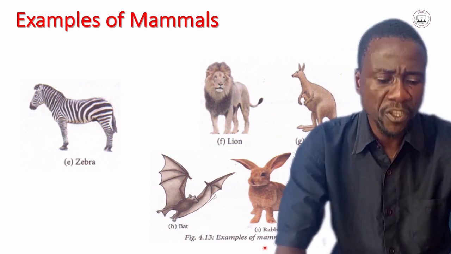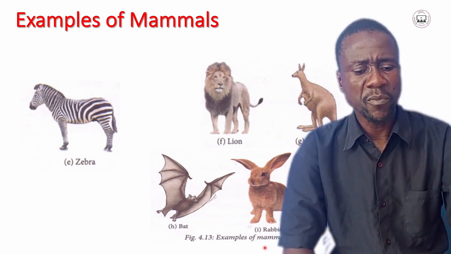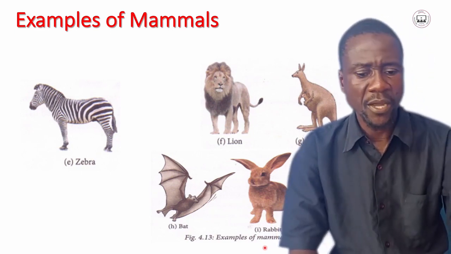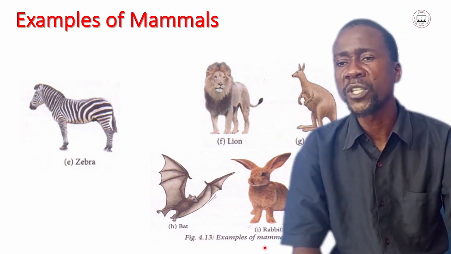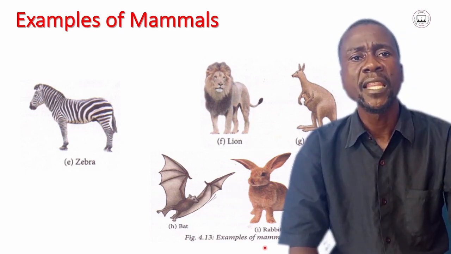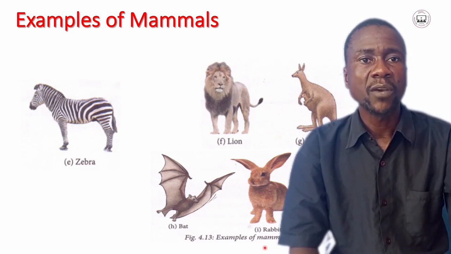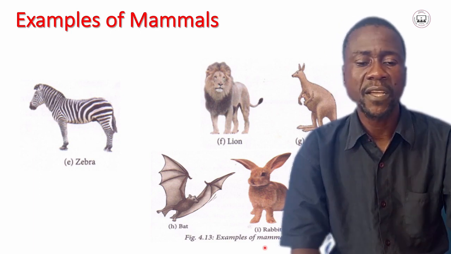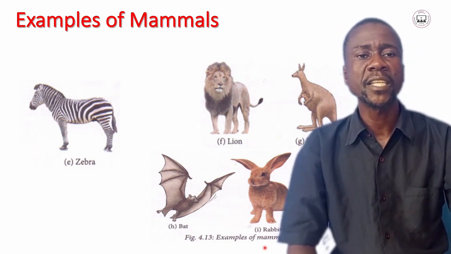And then we finished by discussing the mammals, and for the mammals we talked about the zebra, lions, kangaroo, rabbit, or in general, those which bear live young ones and have mammary glands to feed their babies, which secrete milk. So that has been our lesson for today.